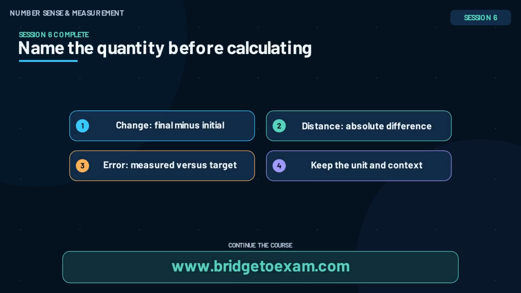For sign situations, label initial and final values first. Use final minus initial for change, absolute difference for distance, and measured versus target for error. Then check the sign and unit against the wording.